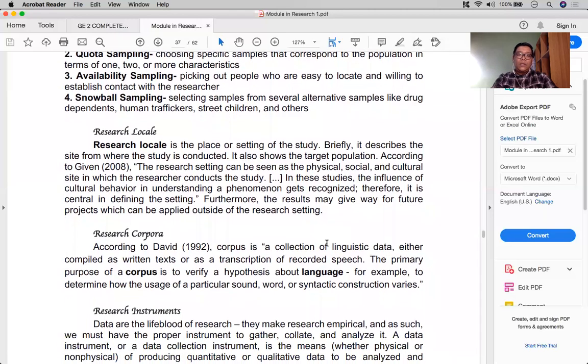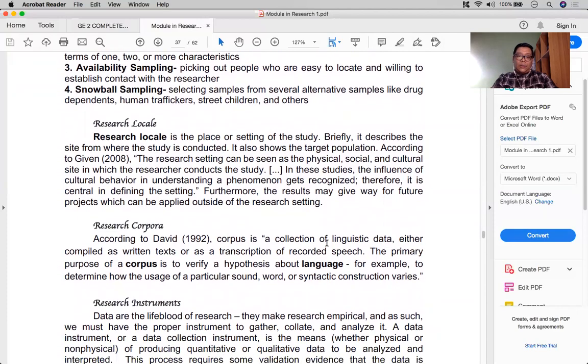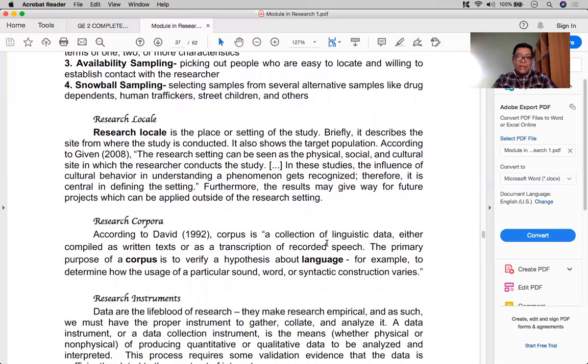Another thing that you need to learn is about research corpora. This one is for language research. So if you are going to analyze bodies of texts, then you need to have this section in your chapter 2. According to David in 1992, corpus is a collection of linguistic data either compiled as written texts or as transcription of recorded speech. The primary purpose of the corpus is to verify a hypothesis about language. For example, to determine how the usage of a particular sound word or syntactic construction varies. Usually, corpus is retrieved from a database, an online database.